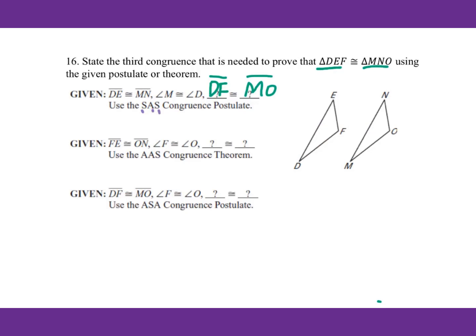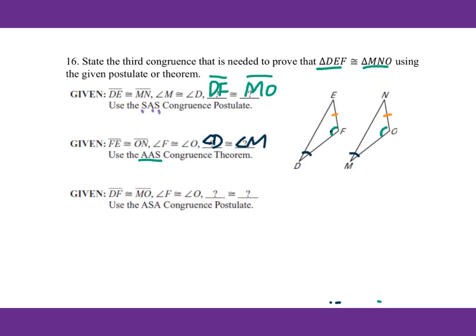For the next one, FE equals ON, and angle F equals angle O. We want to use AAS, which means angle, angle, side. Therefore, you have to show angle, angle, side. Therefore, angle D equals angle M.